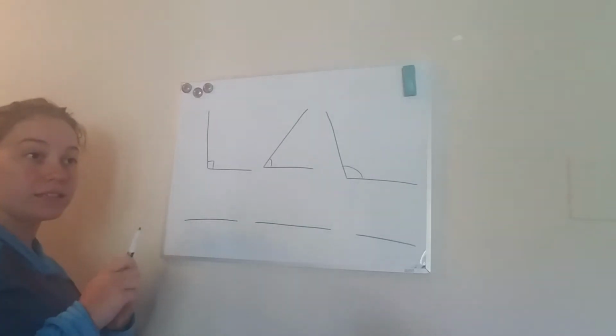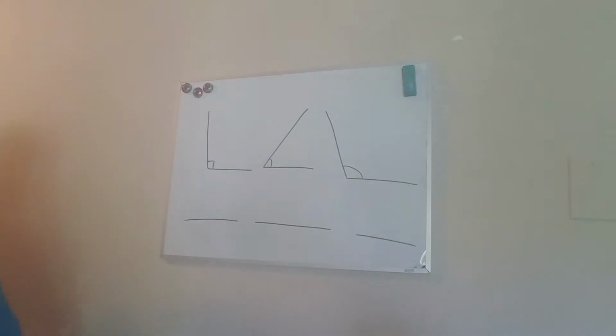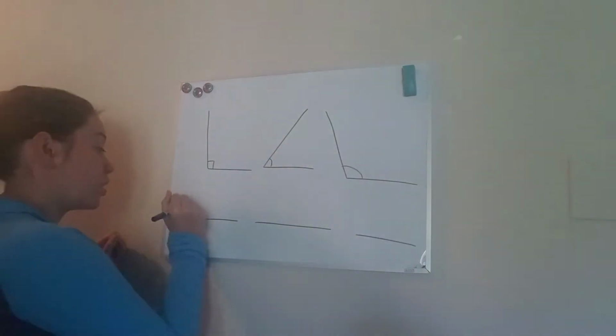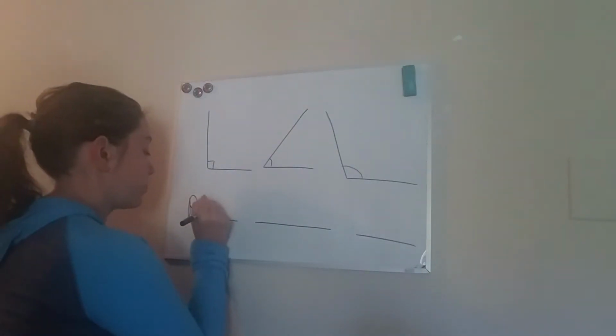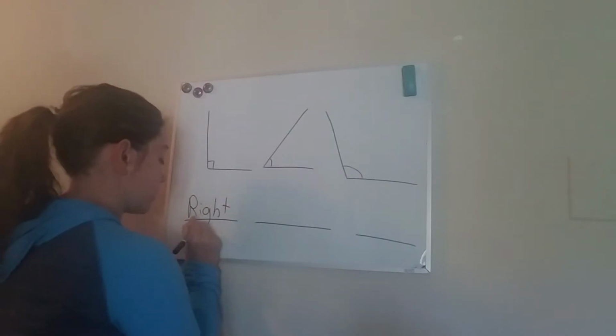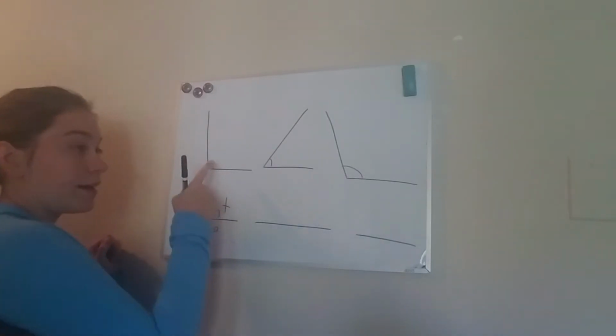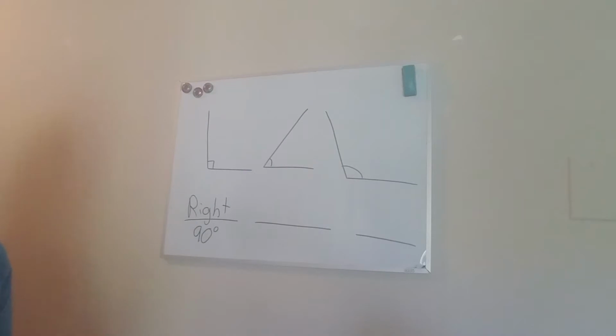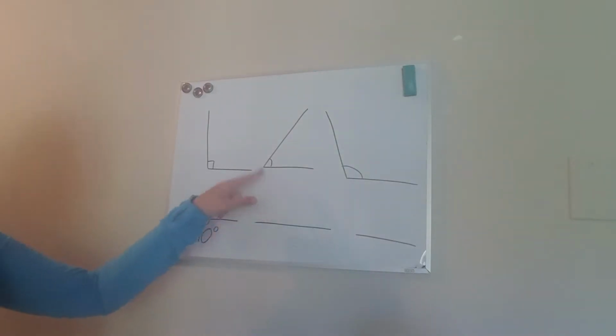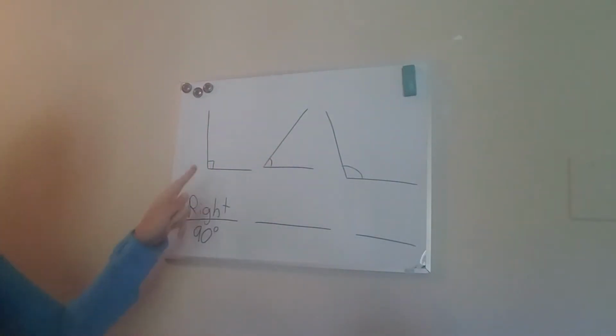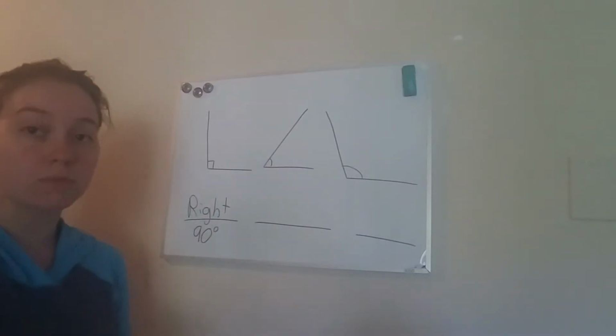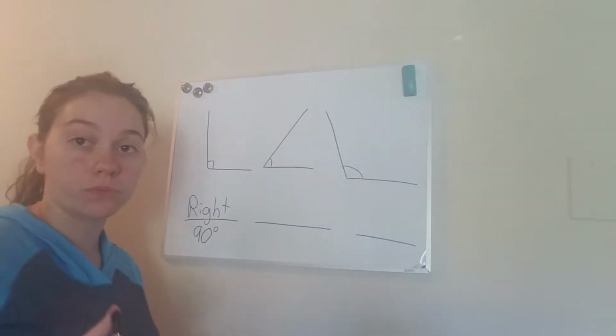We have right, acute, and obtuse. It is a right angle, which means it is 90 degrees. At this angle, it is 90 degrees. So then let's look at this one. This one is smaller and it doesn't form a right angle. So which one's smaller, acute or obtuse?